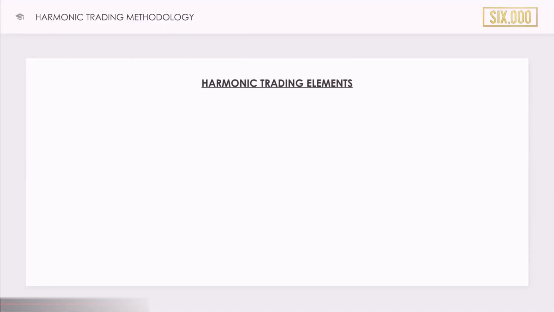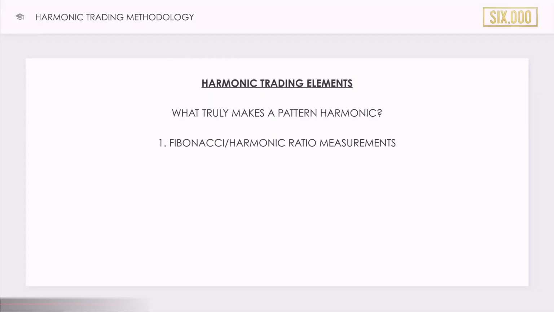Now, one question that crops up a lot is, what truly makes a pattern harmonic? And this is probably the most misunderstood concept in harmonic trading, because most people believe it's based on just number 1, Fibonacci and harmonic ratio measurements. And that's what we know as of now. That's what we've been doing. And you can have successful opportunities just measuring Fibonacci by using Fibonacci and harmonic ratio measurements. However, what truly makes a pattern harmonic is these measurements in combination with sine wave structural assessments.